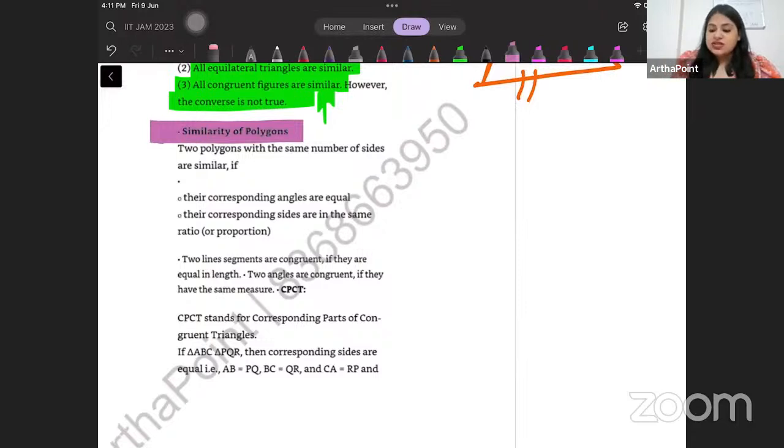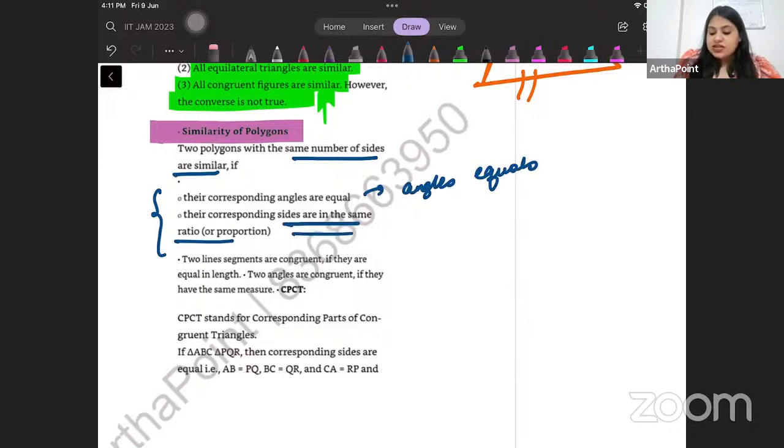Okay, beta, now come to the similarity of polygons. Two polygons with the same number of sides are similar if the following is satisfied. Their corresponding angles should be equal, and their sides should be proportionate.